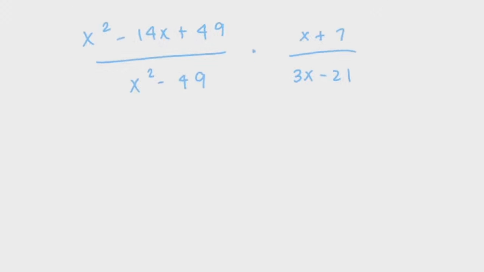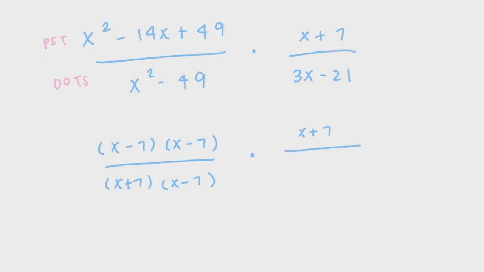So the numerator of the first fraction, this one here, factors into x minus 7 times x minus 7. You can use the x method, or if you recognize that this is a perfect square trinomial. The denominator is a difference of two squares. So let me just put PST, and then this one is DOTS. So that's going to be x plus 7 times x minus 7. The numerator of the second fraction, we can't do anything, so we're just going to leave it as x plus 7. And in the denominator of the second fraction, we can factor out a 3, so 3 times x minus 7.